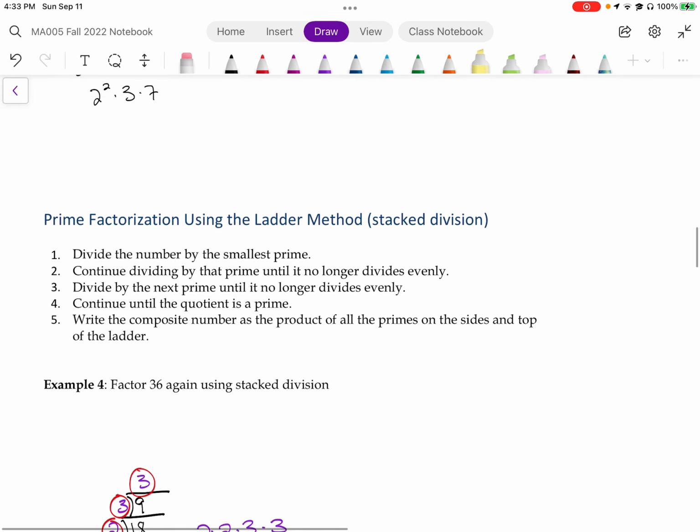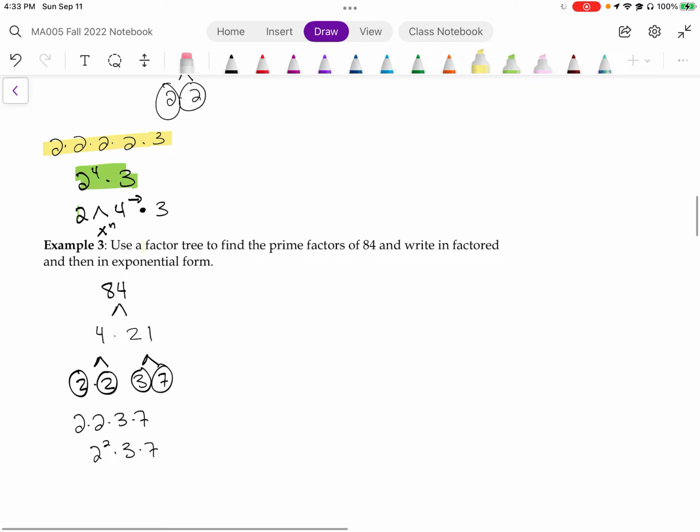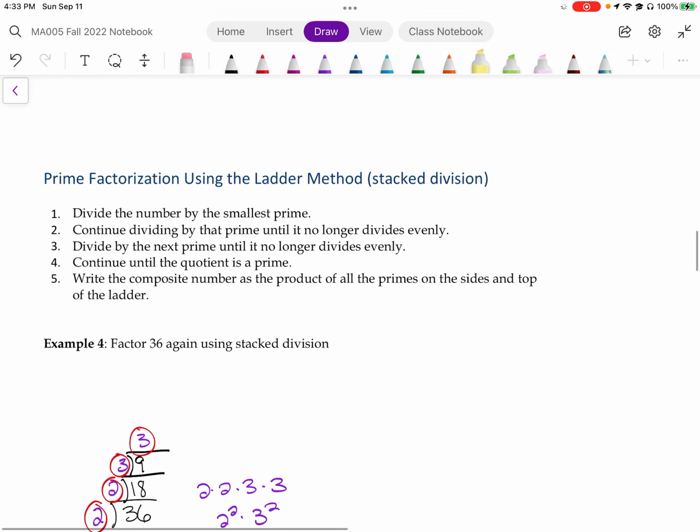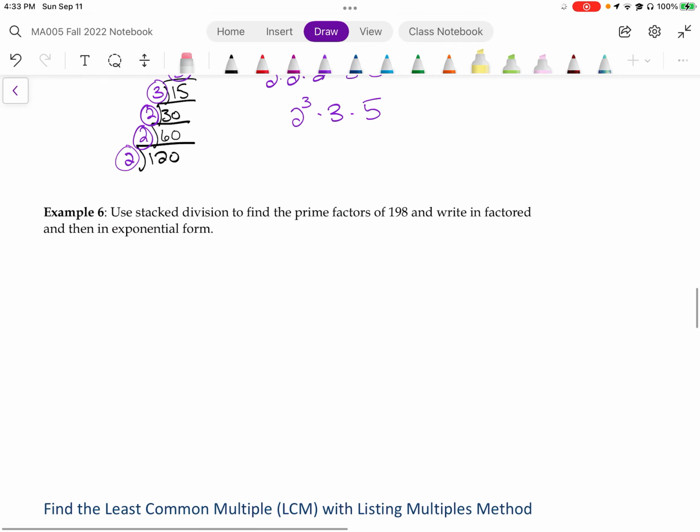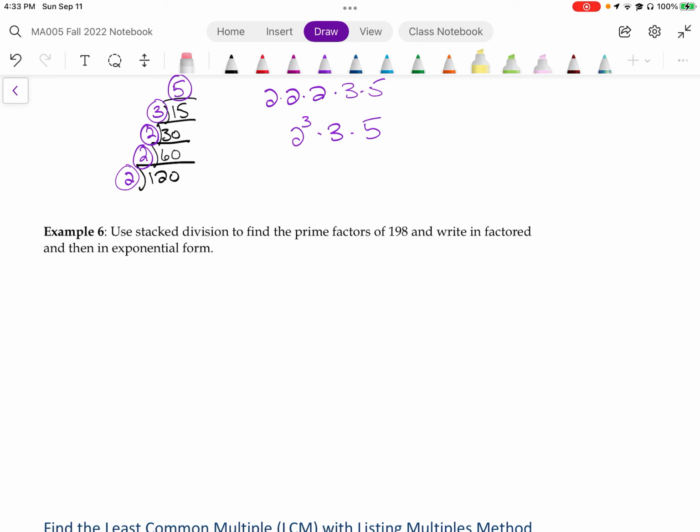Okay, the other questions, I'll zoom back up here for just a second. This was the factor tree method. This is called stacked division. All right, so use stacked division to find the prime factors of 198. So again, starting down low, 198. Is it divisible by 2? Yes, it's even.